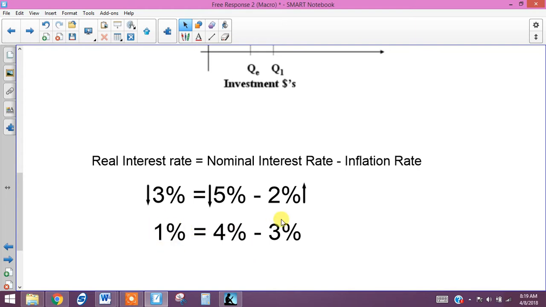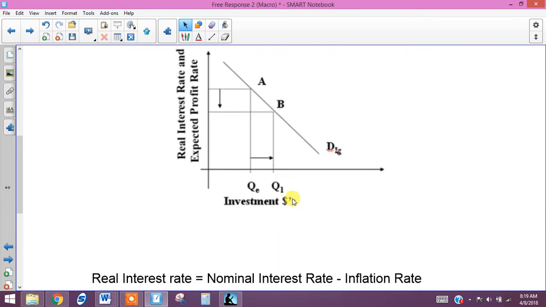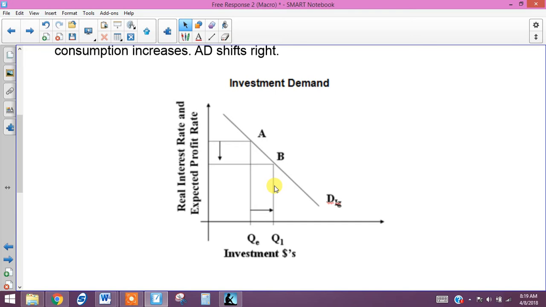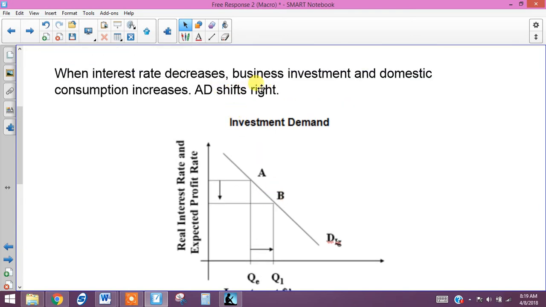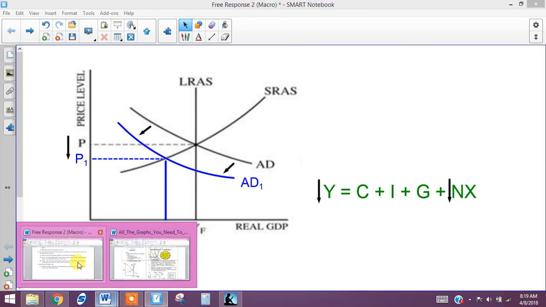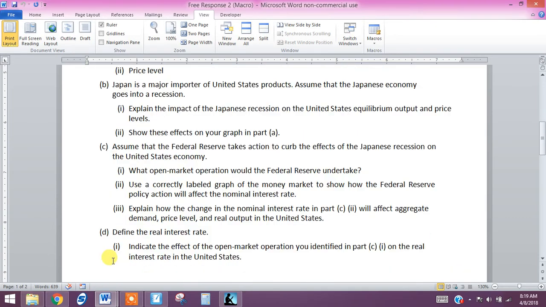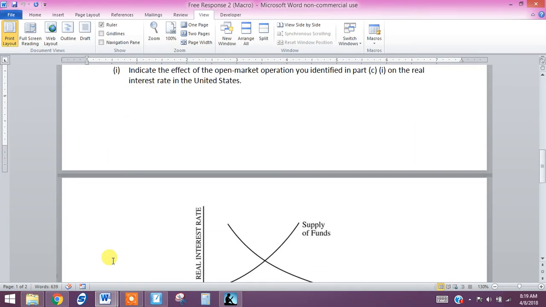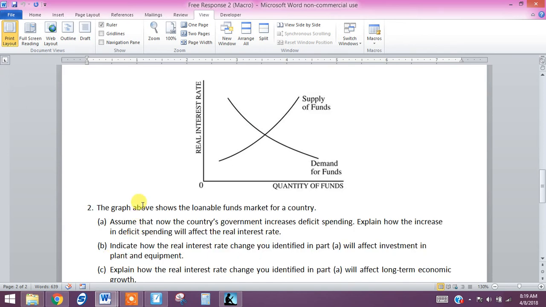And let me remind you, the price level here is going up because this increase in investment is going to shift the aggregate demand right, which is going to move price levels higher and overall output higher. So I believe that takes care of all of problem 1. In the next video, we will look at question 2.